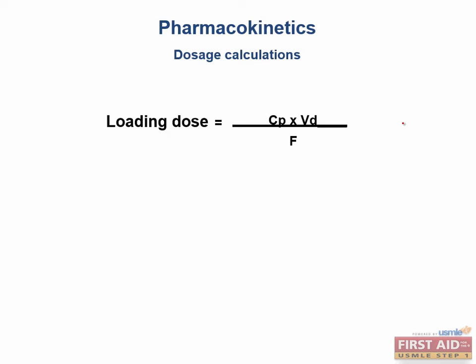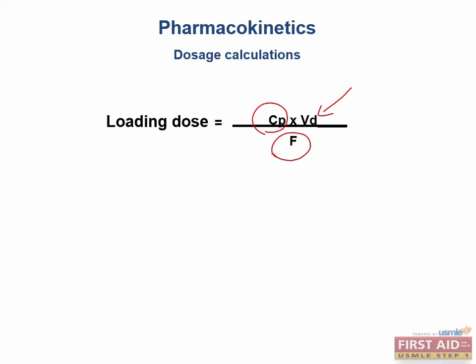Now the loading dose tells us how much of a drug we need to give to reach the target plasma concentration. So CP is target plasma concentration, and this is what we want to get. Why are we multiplying by the volume of distribution? Remember, a higher volume of distribution means that we need to give more drug to cover this large area that the drug will distribute in. So a larger loading dose is needed.